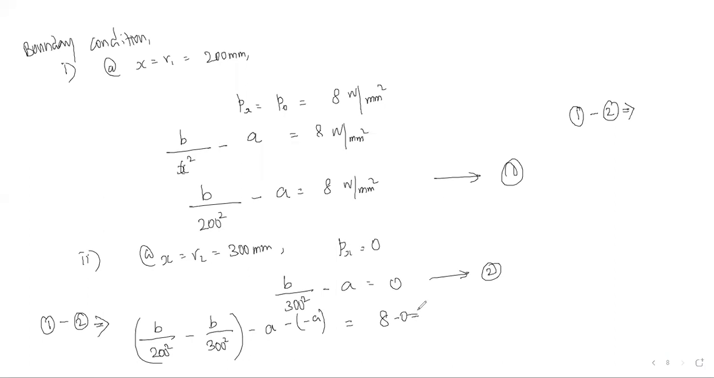Then the equation becomes B divided by 200 squared, so it becomes 40,000, minus B divided by 300 squared, it becomes 90,000, minus A, and minus minus of minus A becomes plus A, so it gets cancelled, is equal to 8. Therefore we can get the value of B by taking the LCM.